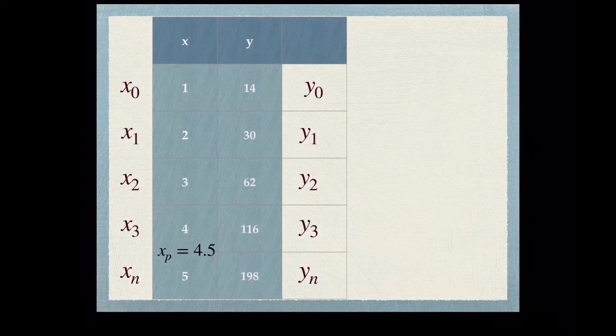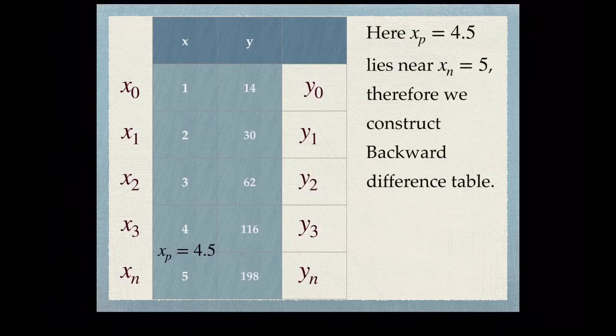So with this we will write the conclusion. Here xp is 4.5, which lies near xn, which is equal to 5. Therefore, we construct the backward difference table here. If it was nearer to x naught, we would have constructed the forward difference table. Alright.